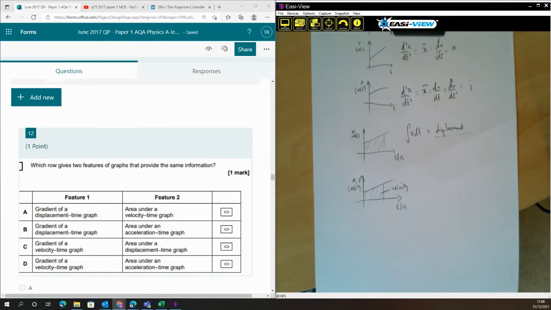Gradient of velocity time graph is acceleration. Area under a displacement time graph, I don't know what that is. It's something odd, something measured in meter seconds. Not quite sure what that would be, although I could work it out, but it's not C. Gradient of velocity time graph is acceleration; area under acceleration time graph is velocity. So they're not the same. So I'm convinced that only B is the same and the other three are different things.